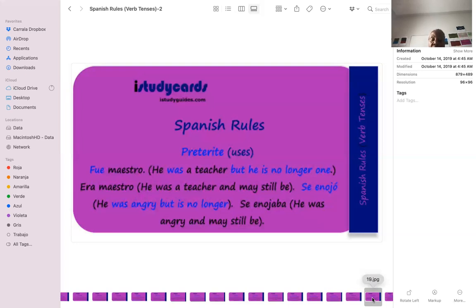Se enojó, he was angry, but he's not angry anymore. Versus se enojaba, which is the imperfect tense. You're saying that he was angry, and he still may be. The last time I talked to him, he was angry, right? And he still may be angry. Okay.